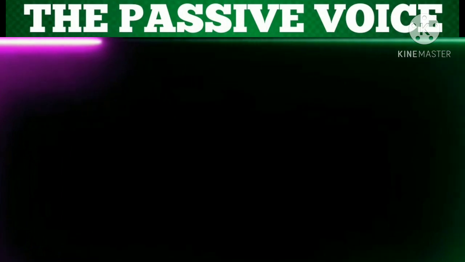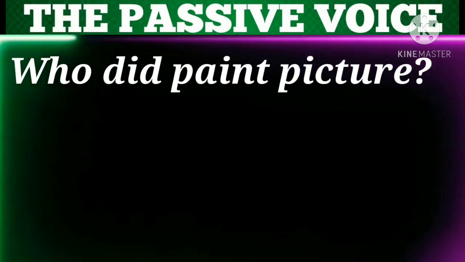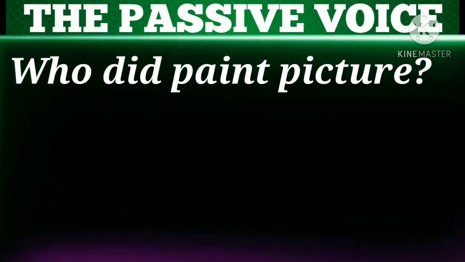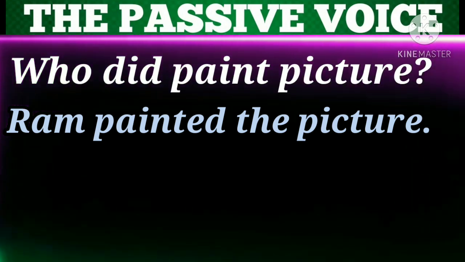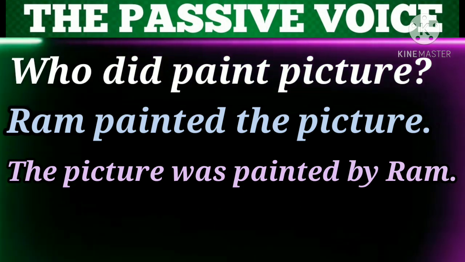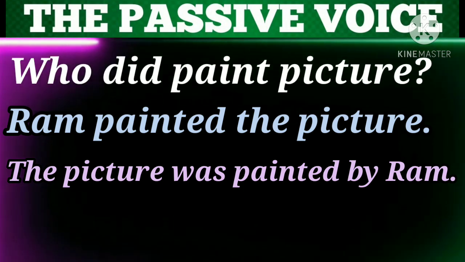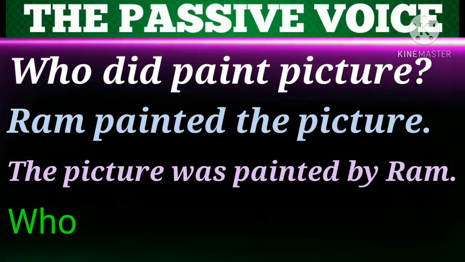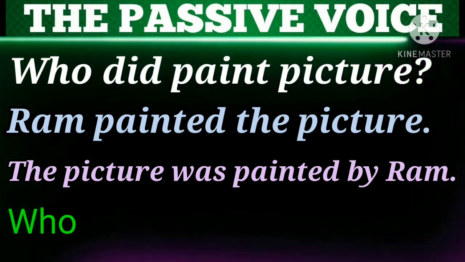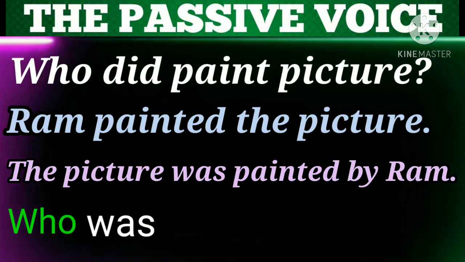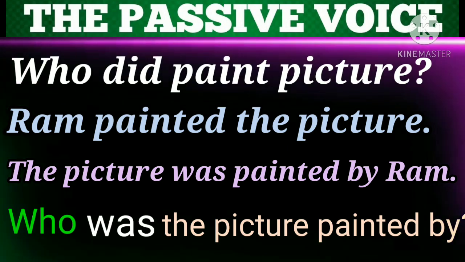Now let's discuss a WH question. Who did paint the picture? Turn into answer form. It will be Rama painted the picture. The passive form will be the picture was painted by Rama. Now we have to replace Rama by who or whom, and we have to bring the WH word to the beginning. We know in an interrogative sentence the helping verb will follow the WH word. So the sentence will be who was the picture painted by?